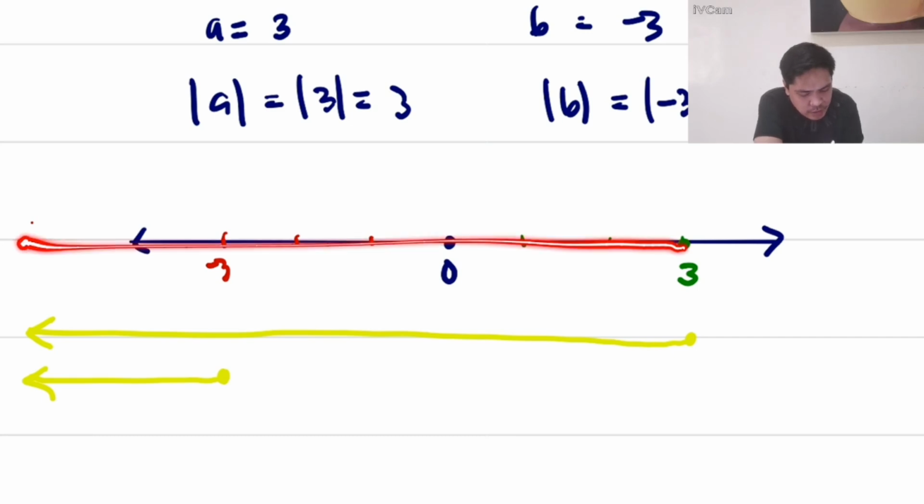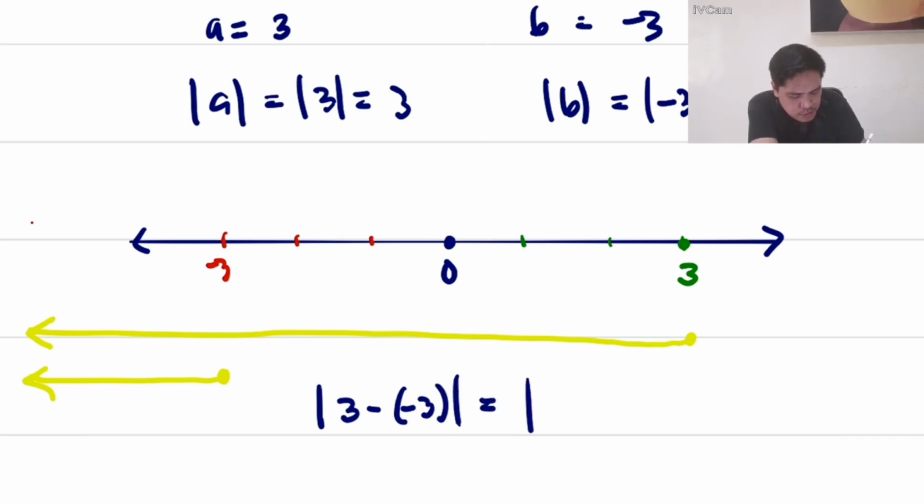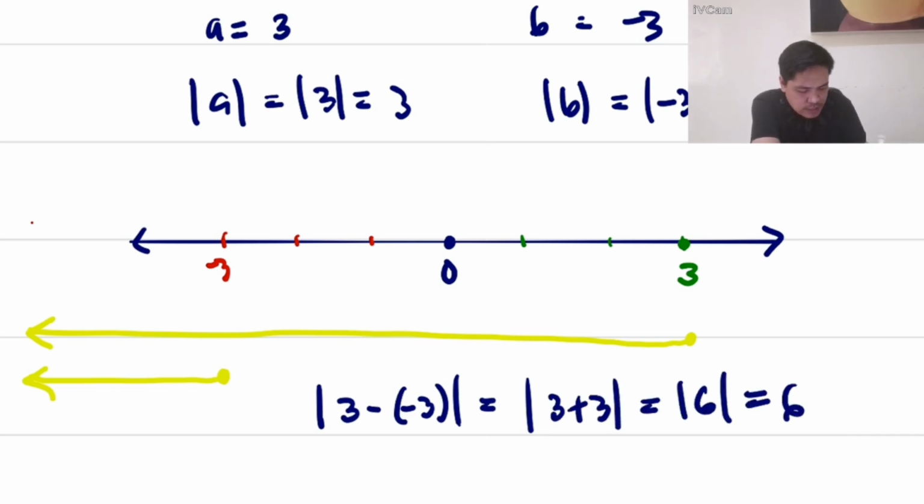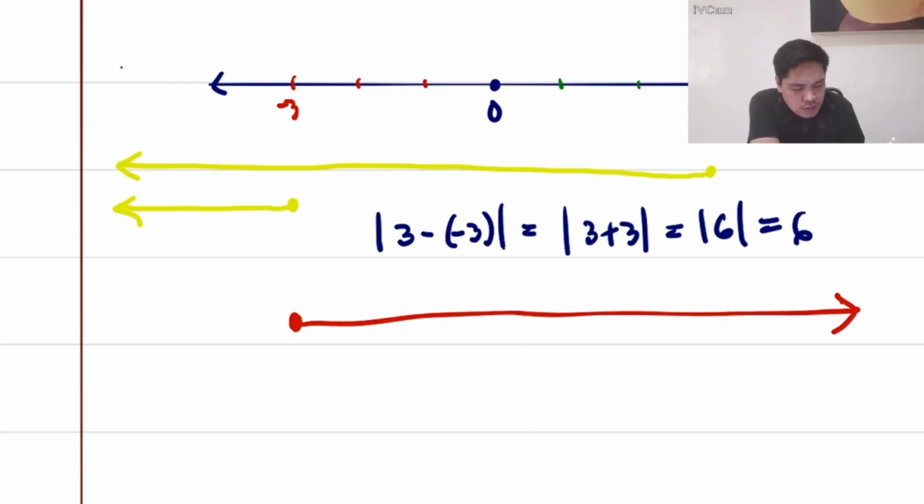Or in other words, that would be 3 minus negative 3. Yung 3, ito yung 3 natin, bawasan ng negative 3. So that would be, lagyan natin yung absolute value. The absolute value of 3 minus negative 3, which is positive 6. Or absolute value of 3 plus 3, which is absolute value of 6, which is 6. Okay? Pwede din natin siyang imagine this way. So from negative 3, all values to the right of negative 3. And positive 3, all values to the right of positive 3.